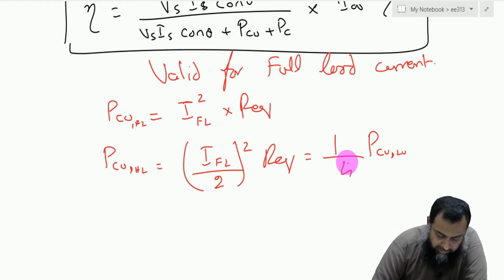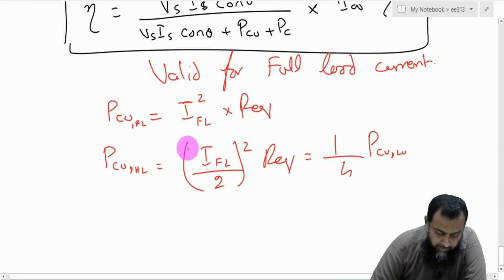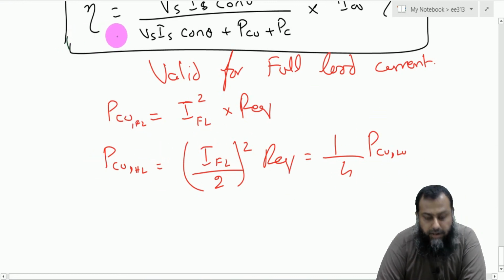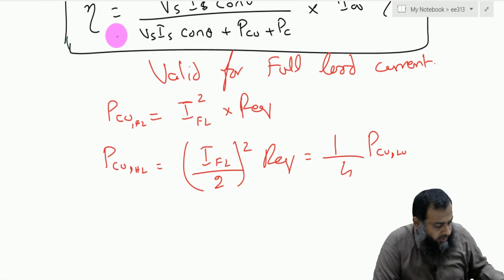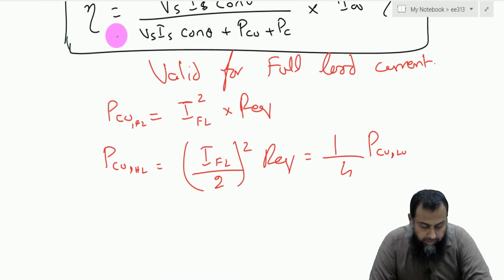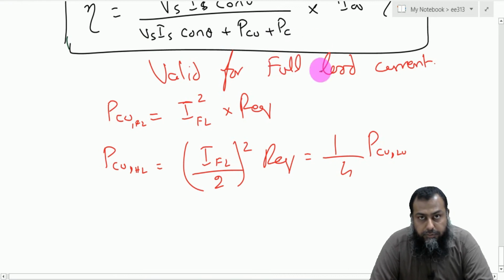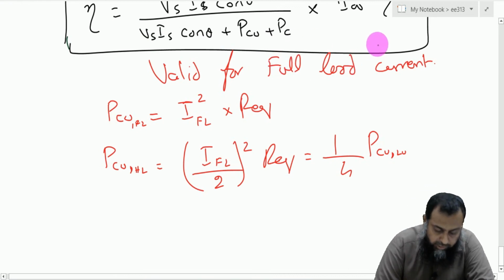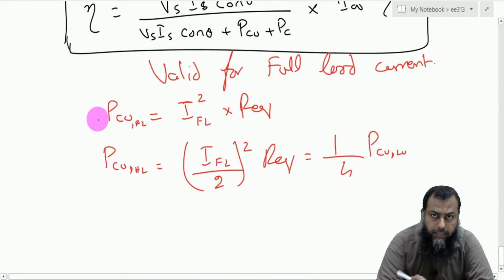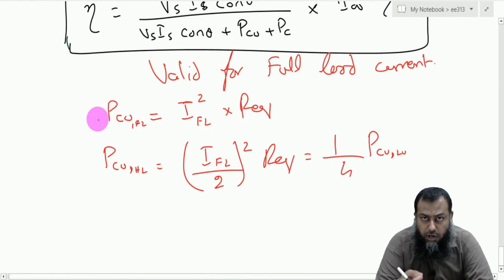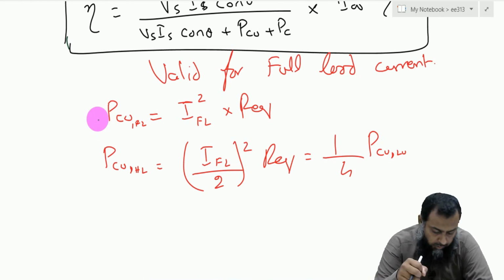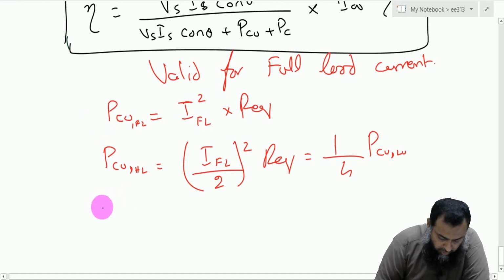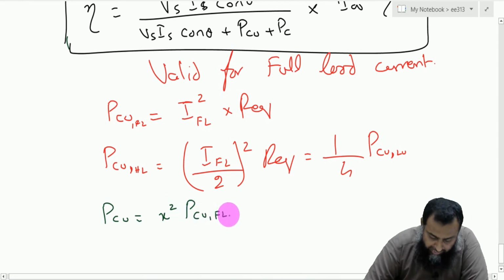that I want to incorporate this particular thing into this equation for efficiency. Right now it is not here, right? Why is it not here? Because this equation is only valid for the full load current. If I want to calculate the losses at every instant of a loading condition, whether it is full load, half load, or we have applied 1/3 of the rated load, then I can say that this P copper loss is equal to X square into P copper loss full load, where this X is equal to what?